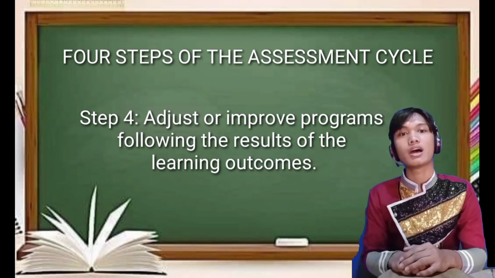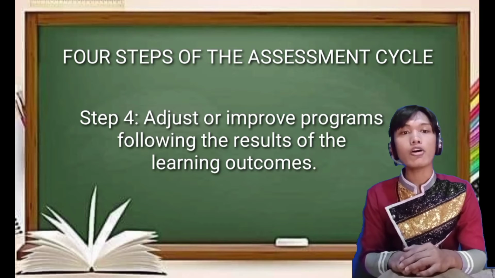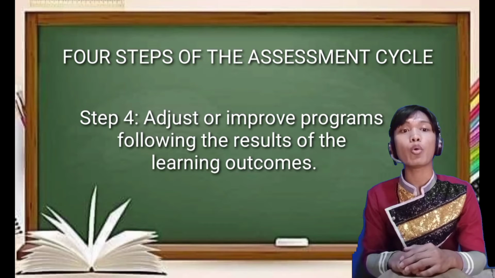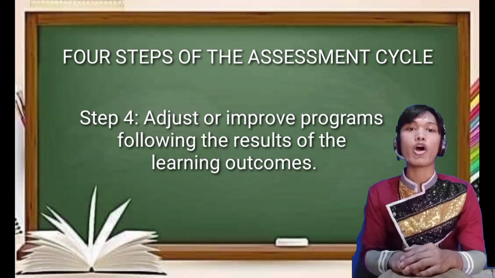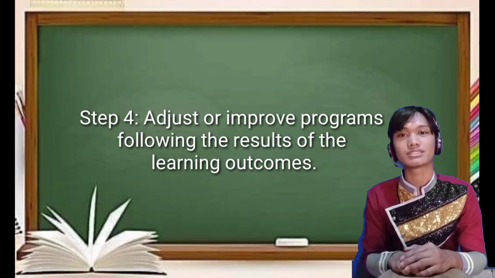Step number 4, adjust or improve programs following the results of the learning outcomes. Meaning to say, the results of the assessment should be disseminated widely to faculty in the departments in order to seek their inputs on how to improve programs from assessment result.